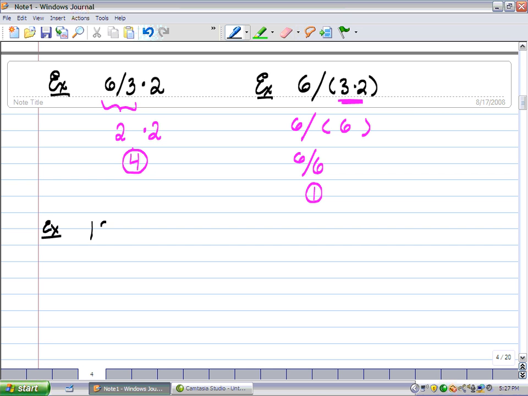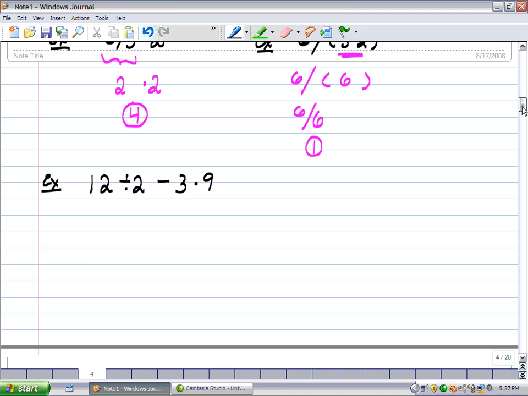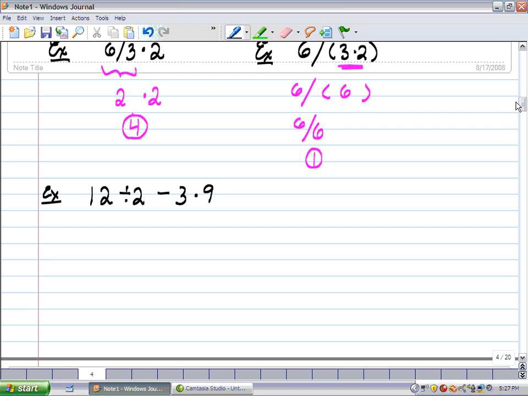Okay, let's try combining these. What about 12 divided by 2 minus 3 times 9? Okay, let's think about the order of operations. The order of operations says multiplication and division, left to right. So which is on the left? The division is on the left, so I'm going to do it first. 12 divided by 2 is 6.